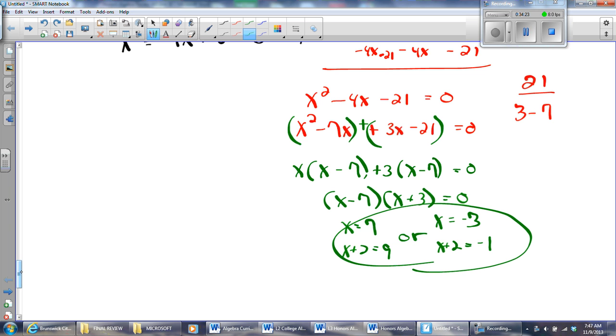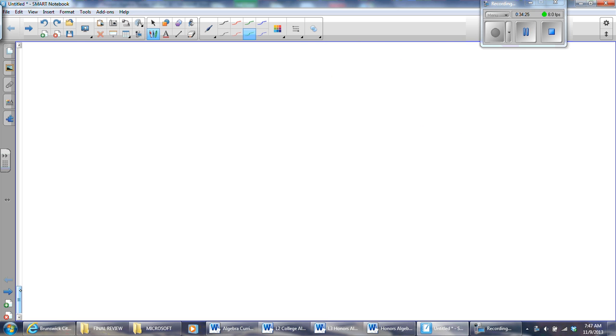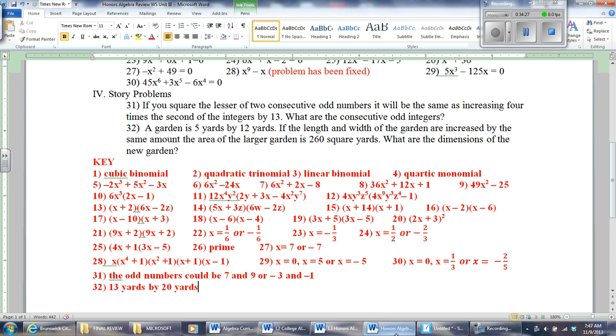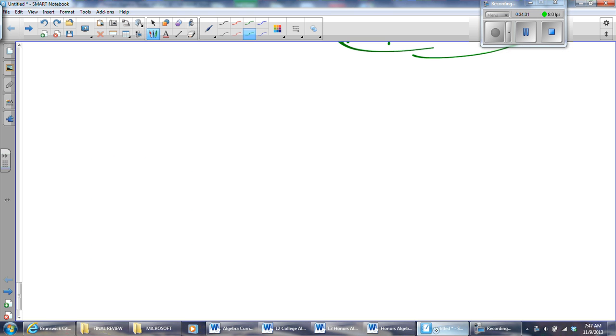All right, I'm going to do one more story problem, the other one from the review sheet. And let's see what it says. A garden is 5 yards by 12 yards. So I'm going to draw my garden.